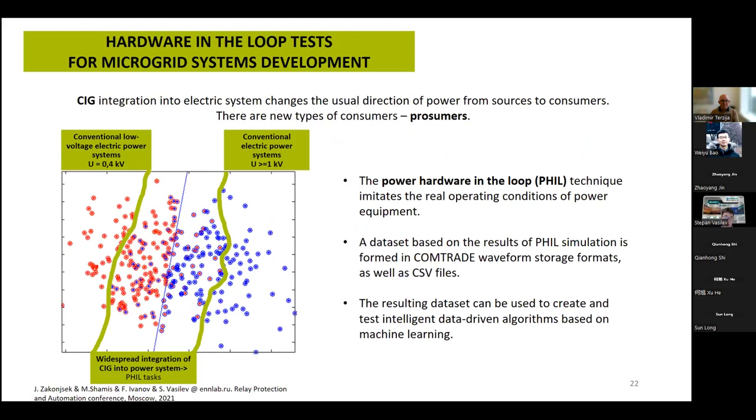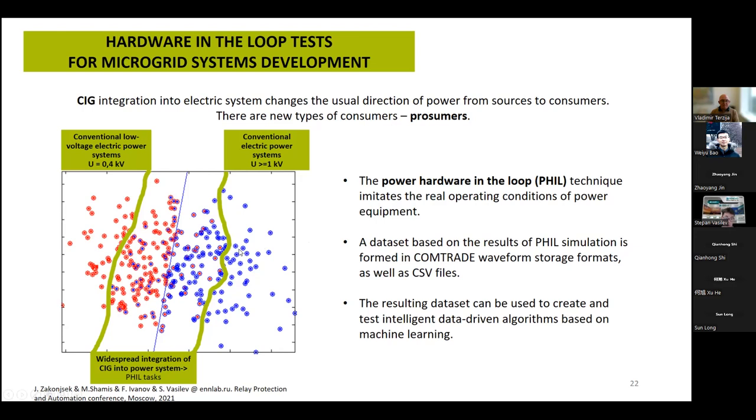Due to the integration of converter interface generation, a new category of consumers has appeared: prosumers. The figure illustrates the challenge of large-scale renewable energy integration in low-voltage grids. The red category represents low-voltage networks, and the blue category represents medium- and high-voltage networks. In the base case, the direction of power flow goes from the highest voltage to the lowest.